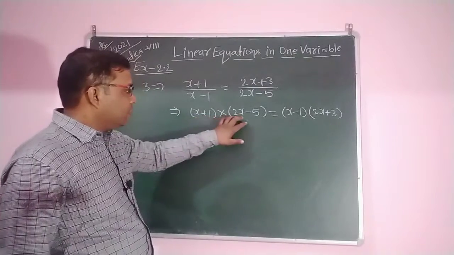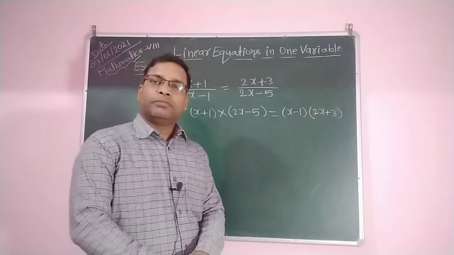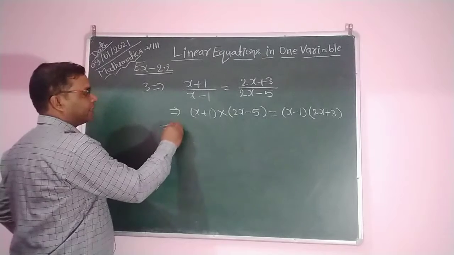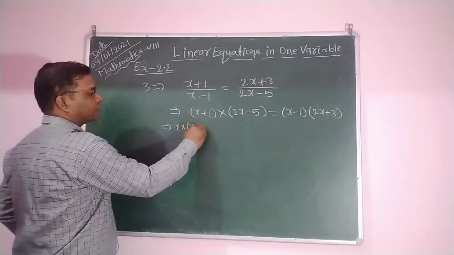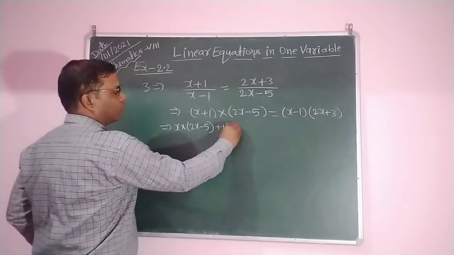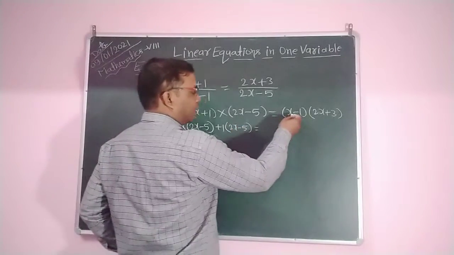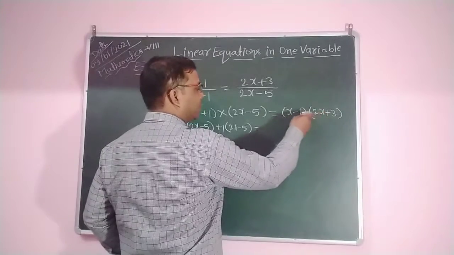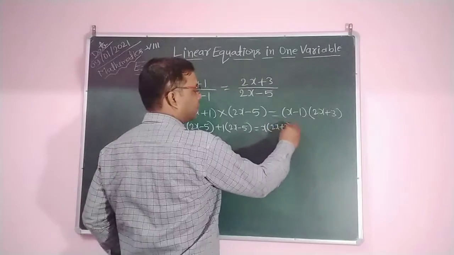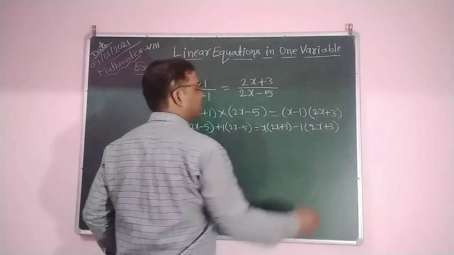And this is a binomial. This is a multiplication of binomial to binomials. So you can use the multiplication of monomial to binomials. So you can change it like this. x into (2x minus 5) plus 1. We write again here (2x minus 5) is equal to, you can break it in two parts: x into this part minus 1 into this part. So x into (2x plus 3) minus 1 into (2x plus 3). This is clear.